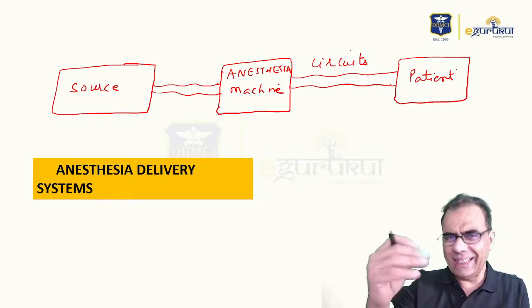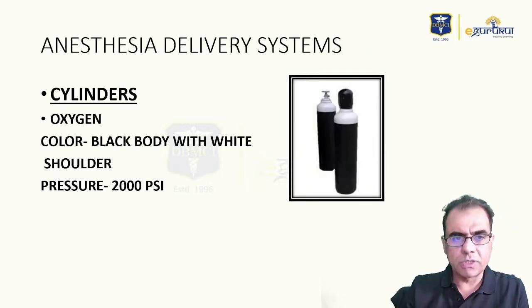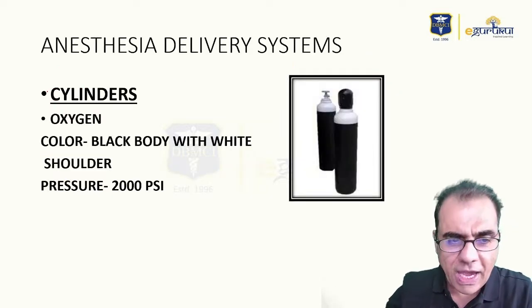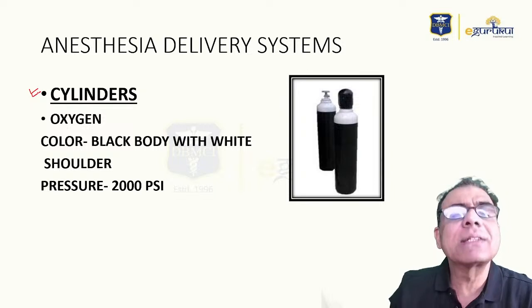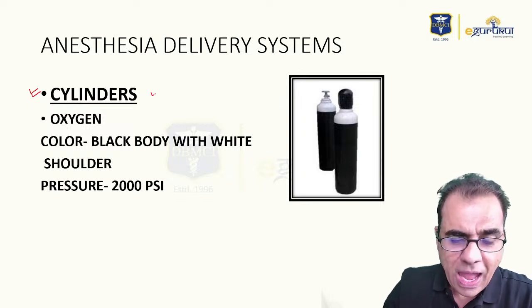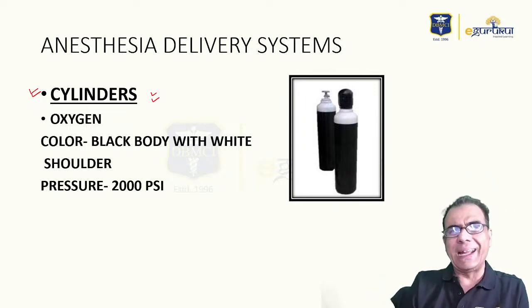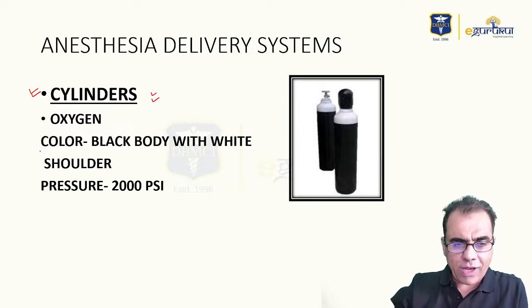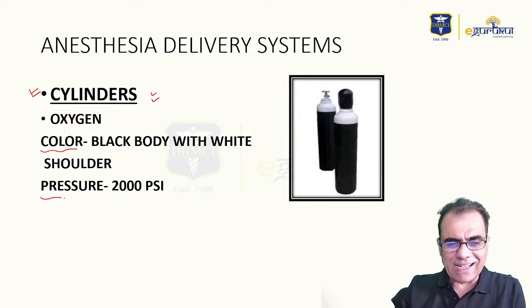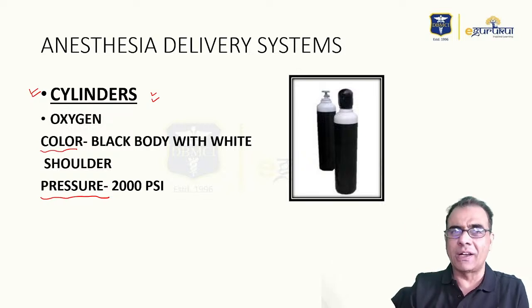So let's study each of these one by one, the important points that you must know. Source. The source of gases may be cylinders. Regarding cylinders, the two most important details that you must know are the color and the pressure, because these are the two most important things about cylinders.